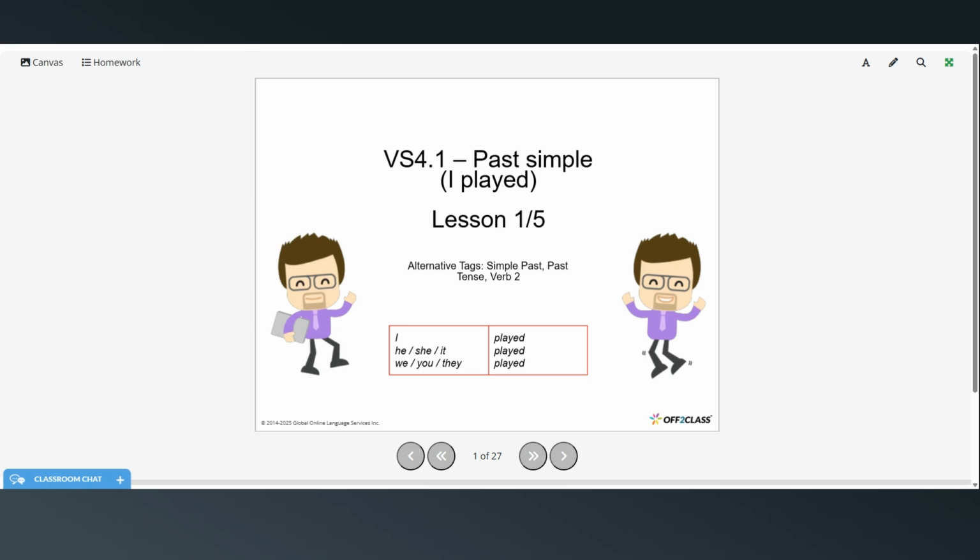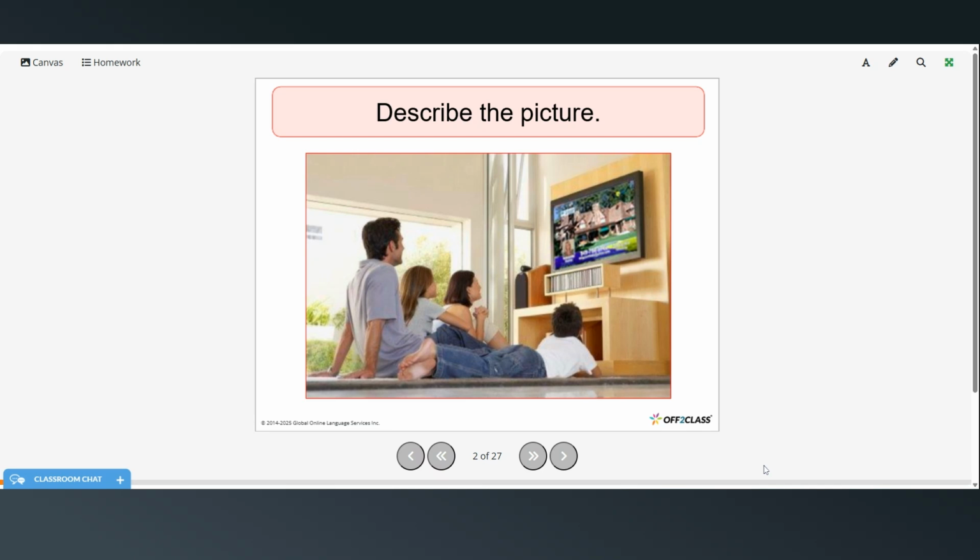This is a B1 level grammar lesson. Today we're going to be talking about the past simple verb tense. So see if you can describe this picture. Just describe whatever you see, whatever words you know in English.